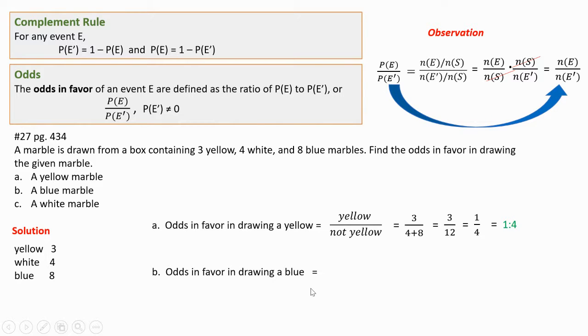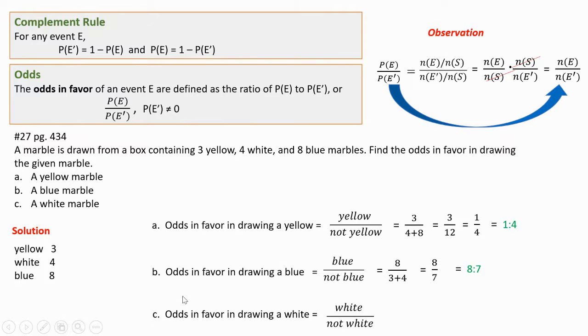As in favor of drawing a blue, same thing. Blue over not blue. How many are blue? 8. How many are not blue? 7. So what are the odds? 8 to 7. For part C, in favor of drawing a white. How many are white? There are 4 white. Not white will be 11. That one cannot be reduced, so it stays how it is. It'll be 4 to 11. So this is very simple, guys. You go from the actual odds to the simpler version of the number of elements in the event over the number of elements not in the event.